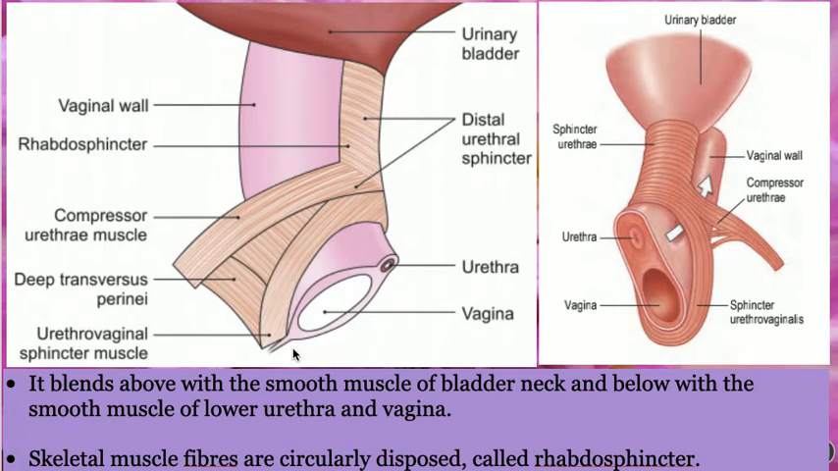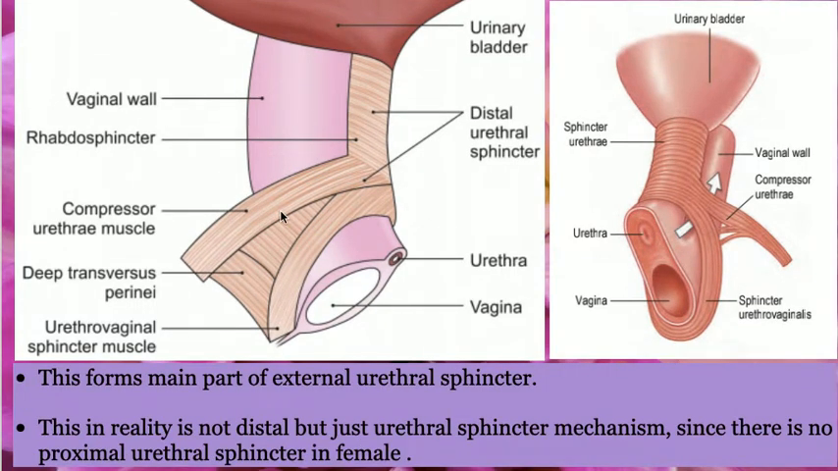So it is blending above with the smooth muscle of the bladder neck wall and below with the smooth muscle layer of the urethra and the vagina. Okay, and the skeletal muscle that is circularly disposed over here is called the rhabdosphincter, and this is basically forming the main part of the external urethral sphincter, right? There is terminology that says distal urethral mechanism or the proximal one, but this is not really it. It is just the urethral sphincter mechanism in the female.